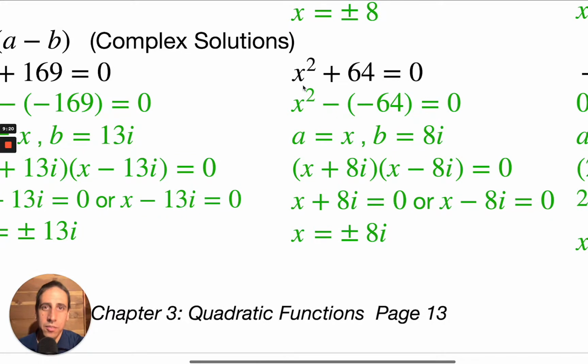Here, x squared plus 64 is equal to 0. You get x squared minus a negative 64. The square root of negative 64 is going to be 8i, because you're taking the square root of a negative number. So if x equals a and b equals 8i, then we get x plus 8i and x minus 8i equals 0. So again, Algebra 1 skills lead us to the solutions: x equal to plus or minus 8i.